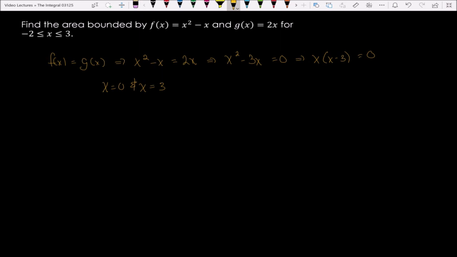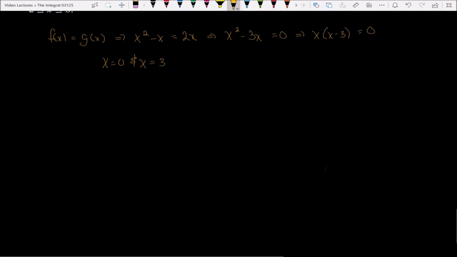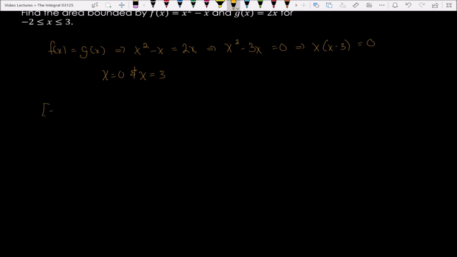What this is saying is that we actually have two separate areas that we have to calculate. One from -2 to 0, and then one from 0 to 3. So two intervals. First, look at -2 to 0. We'll use the number -1. So f of -1, we get -1 squared is 1 minus -1, so that's 2. g of -1 is 2 times -1, so -2. Over this interval, f of x is greater than or equal to g of x.